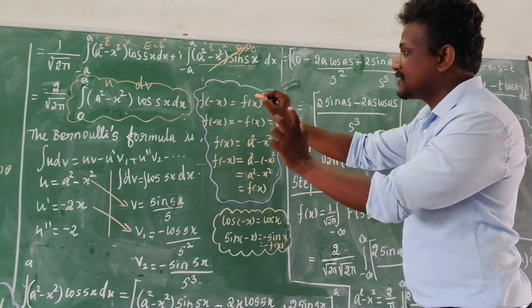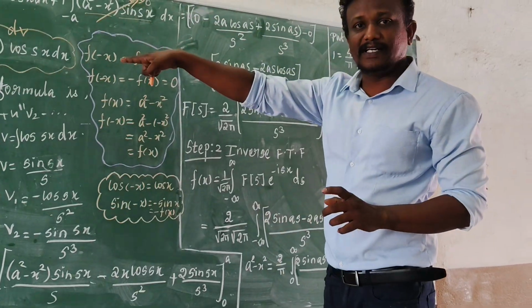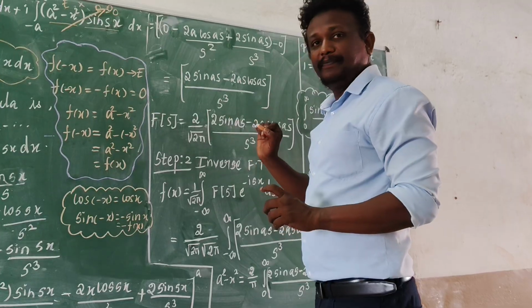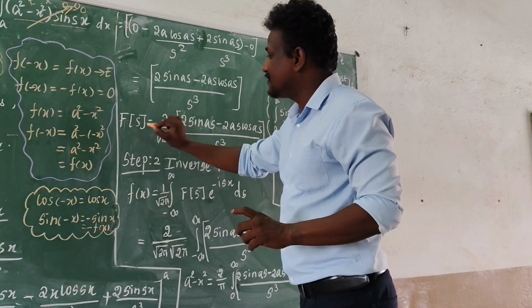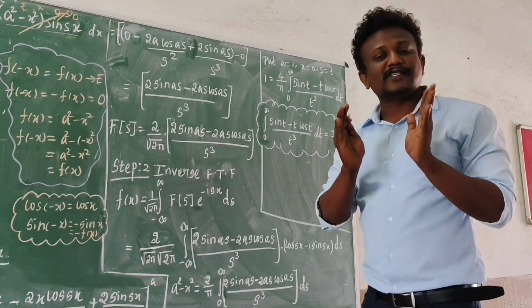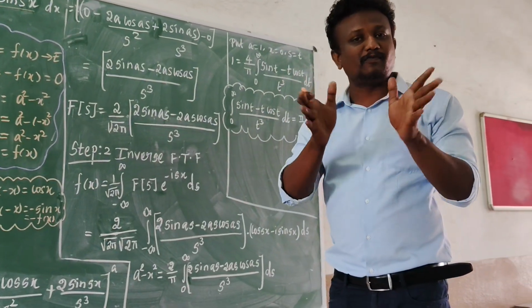So as we discussed, now we are going to multiply the result with that expression. What is that expression? It is 2 by square root of 2 pi. The multiplication of this expression with this one is your f of s, that is your Fourier transform. So successfully you completed finding the Fourier transform in step 1.